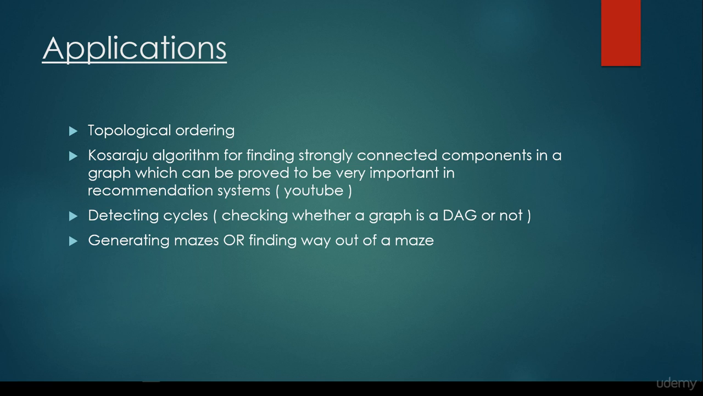Then another application for depth-first search is detecting cycles, checking whether a graph is a DAG or not. What does DAG mean? It means directed acyclic graph. So a graph that doesn't contain any cycle and is directed is called a directed acyclic graph. It is devoid of any cycles.